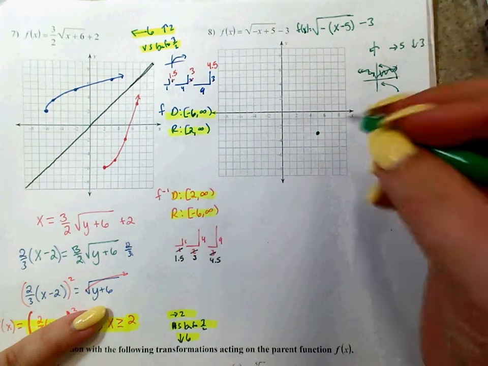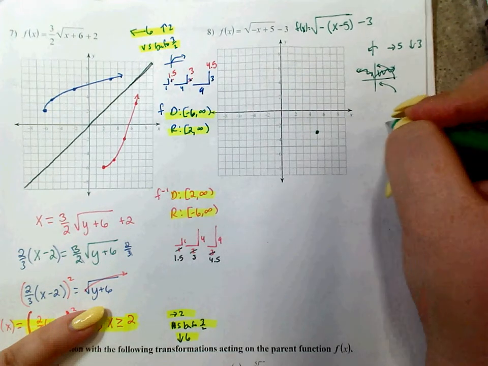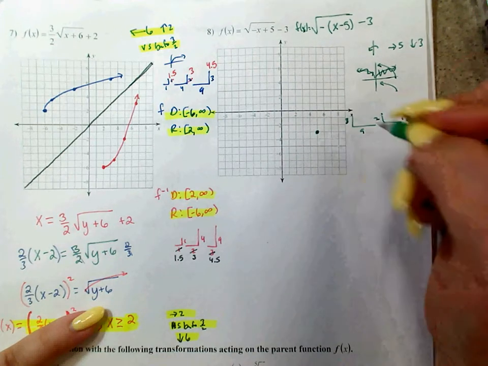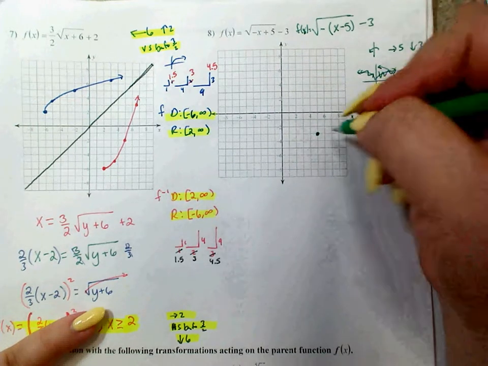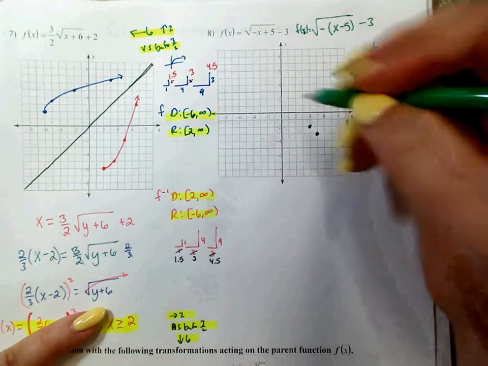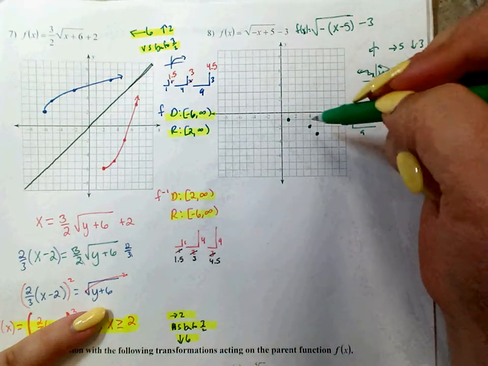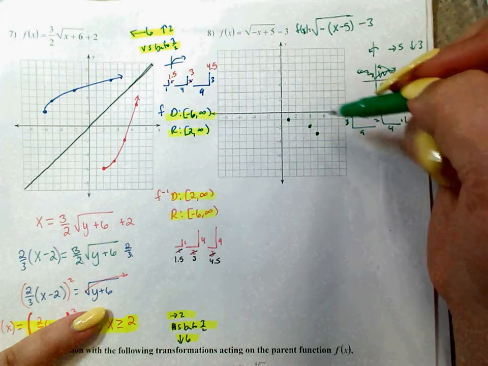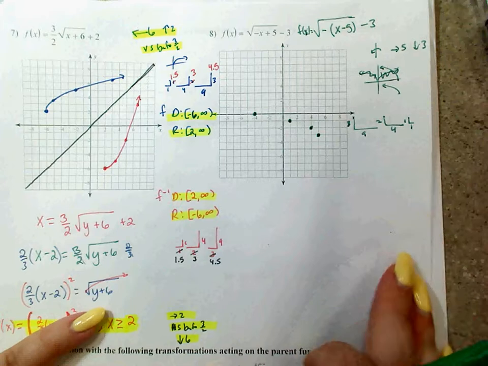All right? So it's left 1, up 1, because the square root of 1 is 1. The square root of 4 is 2, and the square root of 9 is 3. There are no vertical or horizontal stretches or compressions, so I'm going to go left 1, up 1, left 4, up 2, and left 9, up 3. So left 9 from 5 is negative 4, and up 3 from negative 3 is 0. Okay, so this is my original function.